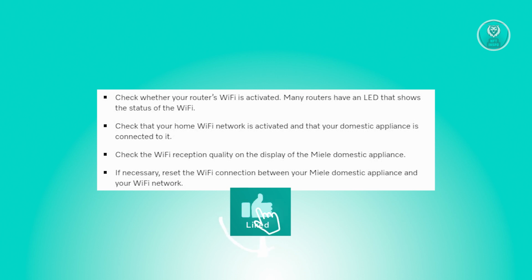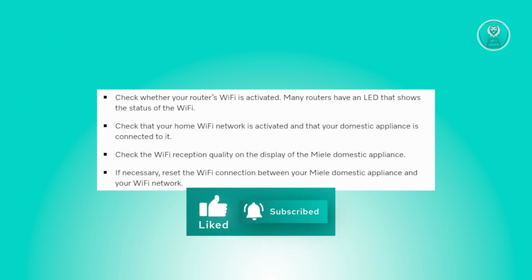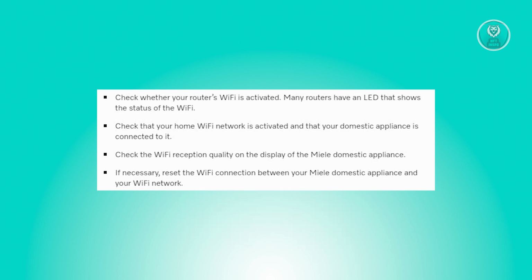Next, confirm that your home Wi-Fi network is up and running and that your appliance is properly linked to it. Additionally, take a look at the Wi-Fi signal strength displayed on your Miele appliance's screen, and this can give you insight into the connection quality. If you see it very low, you might want to consider moving it a lot closer to your router.